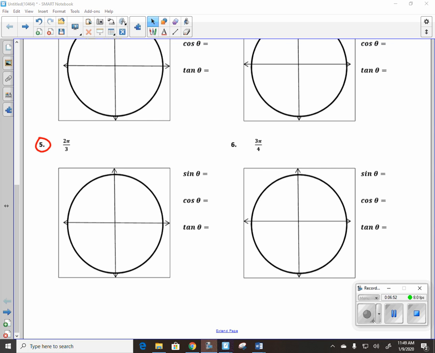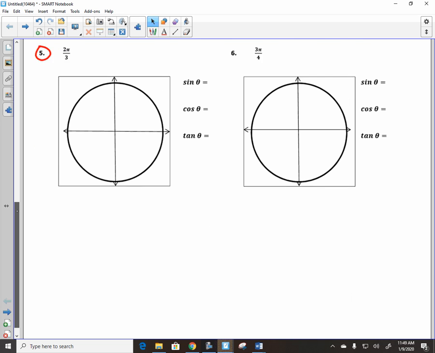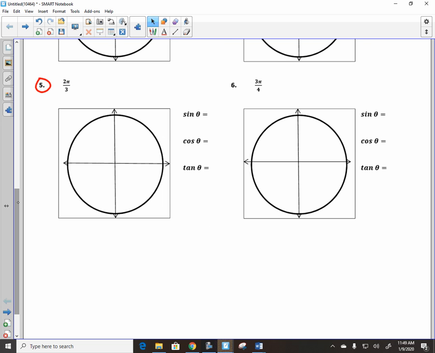As you look at your worksheet, let's do problem number 5 together. We want to be able to determine sine of 2 pi over 3, cosine of 2 pi over 3, and tangent of 2 pi over 3. 2 pi over 3 is how many degrees? 120. So what is that terminal point that sits right there?